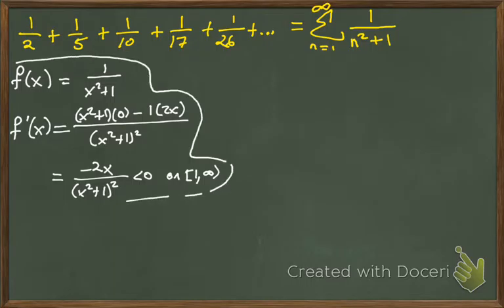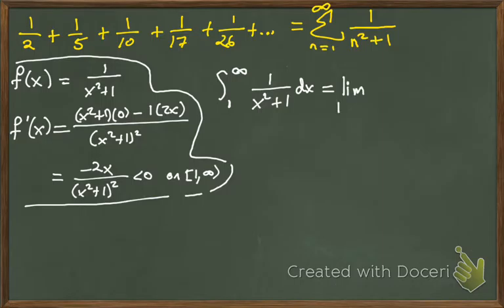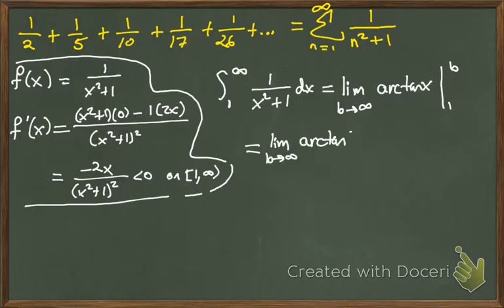And so what we're going to look at is the improper integral from 1 to infinity of 1 over x squared plus 1 dx. Okay, so that's just a nice arctan. Because it's an improper integral, we'll go ahead and write what that means. So this is the limit as b goes to infinity, and we'll integrate it: arctan of x, evaluated from 1 to b. So the limit as b goes to infinity of the arctan of b minus the arctan of 1.